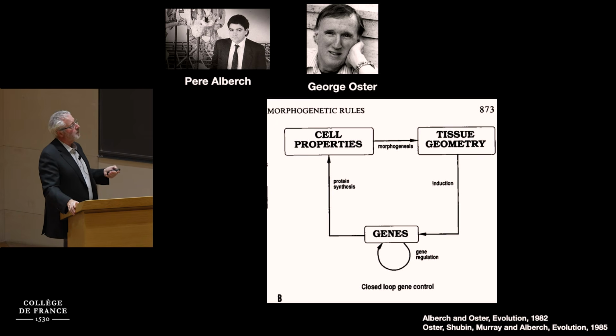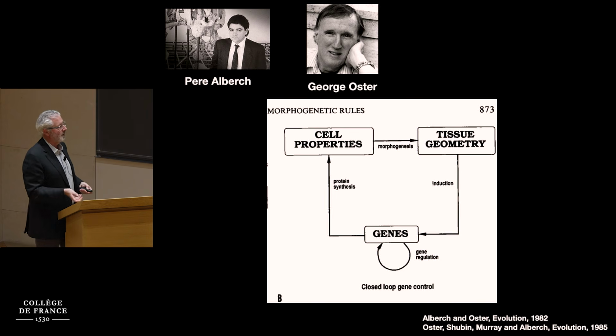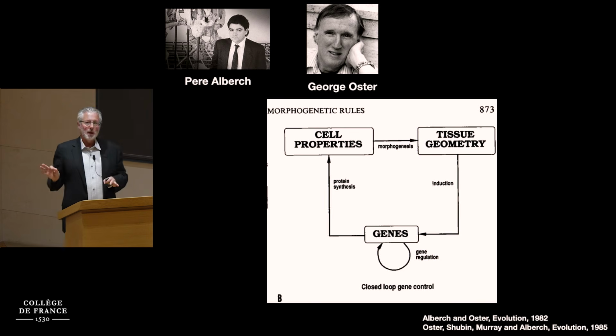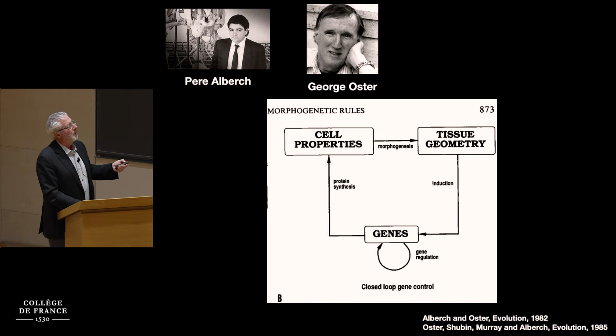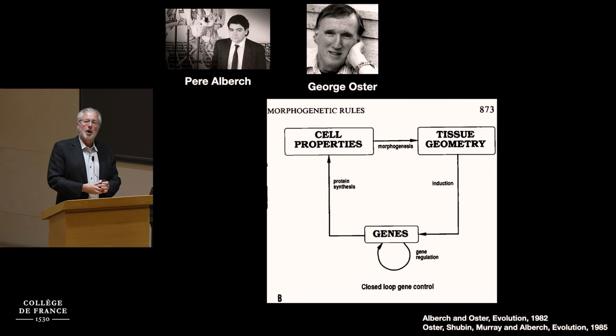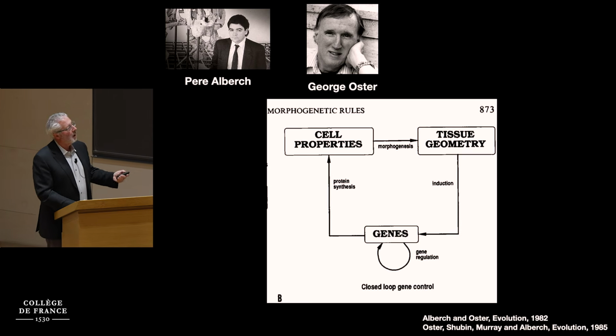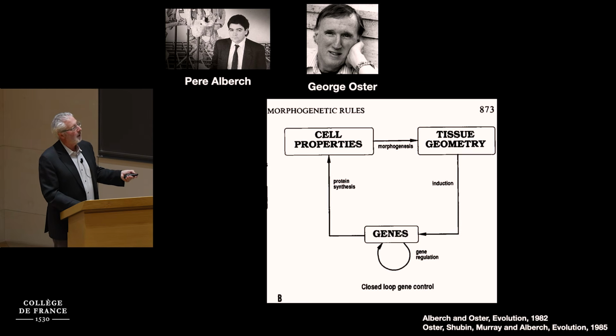So what Para was pushing for was essentially a feedback loop during development, where genes are helping to specify cell properties. Cell properties together define tissue geometry, and then tissue geometry feeds back on the activity of genes. The key point here is that you can identify a series of cell properties which underlie morphological evolution. And what I'm going to be talking about is those cell properties. I'm not going to be talking about genes today. I'm going to be actually talking about the properties here.